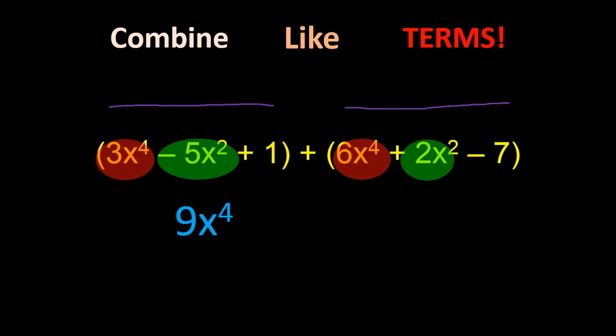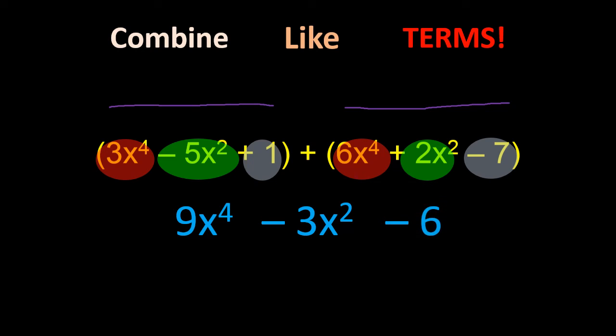Now we have negative 5x squared and 2x squared. These two have the same variable, which is x squared. That means I can combine them together to get negative 5 plus 2, which is negative 3x squared. 1 and negative 7 are like terms. That means I can combine them together. Plus 1 minus 7 is negative 6.